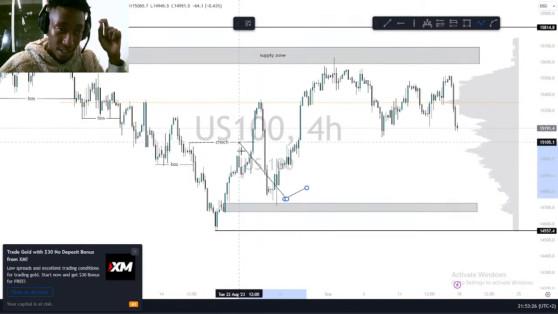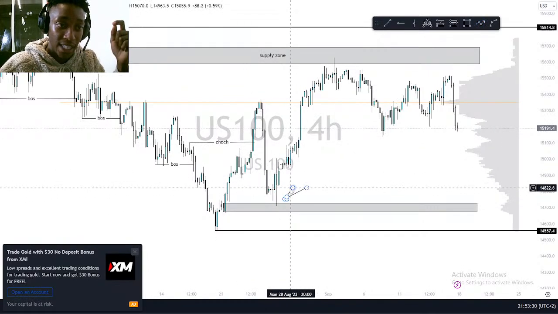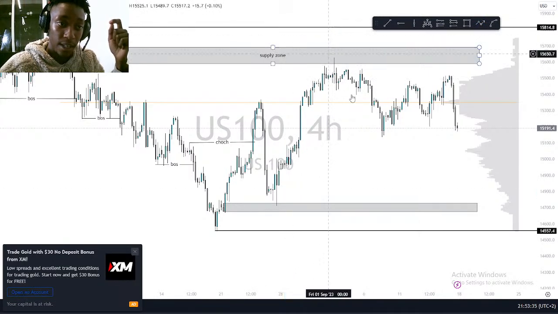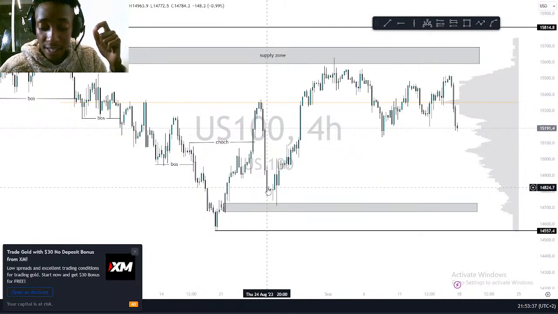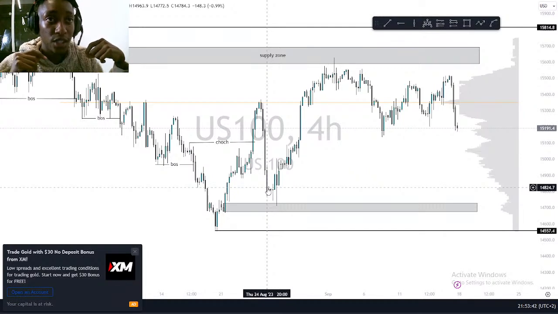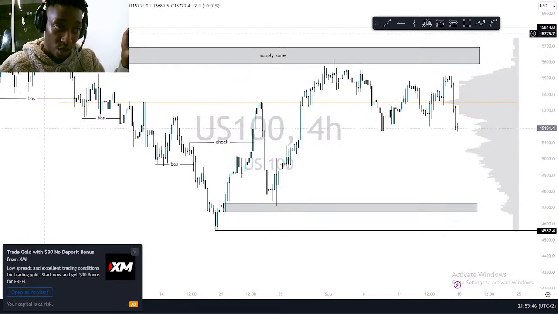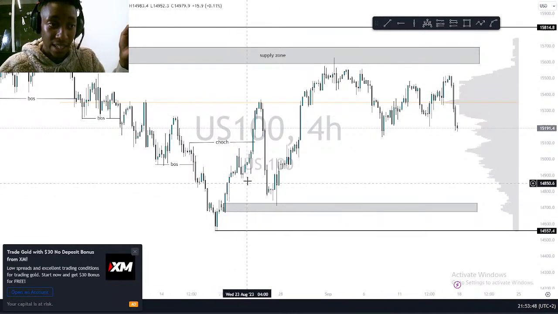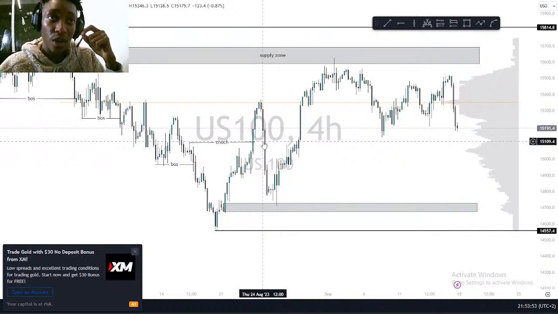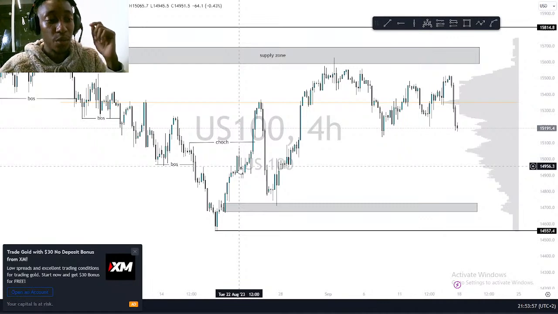You understand? After spotting a change of character, the market is now telling you that I am ready to move to the opposite direction. A change of character is a zone that tells you that I am now ready to move to the opposite direction, because you can see that the market was on a downtrend from there, and then it went up. It gave you the change of character, making you aware that from here I'm now ready to move to the opposite direction.